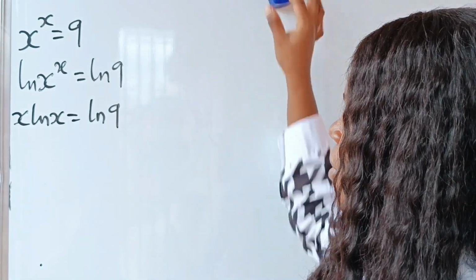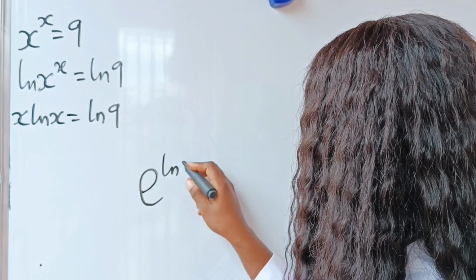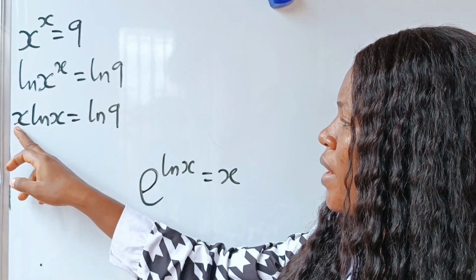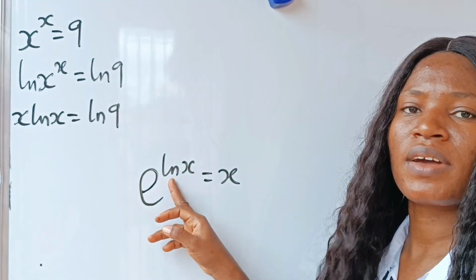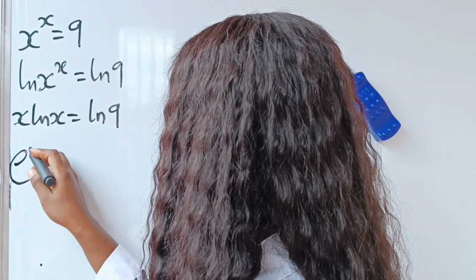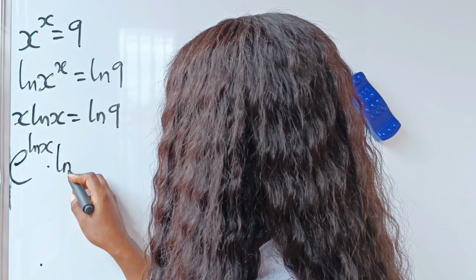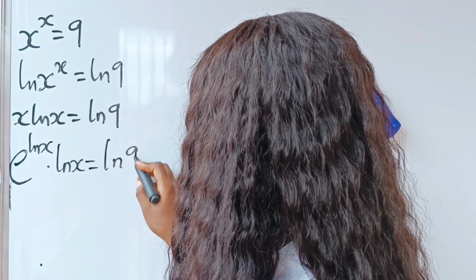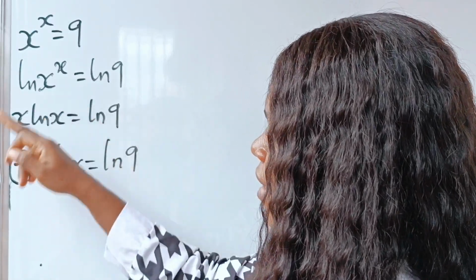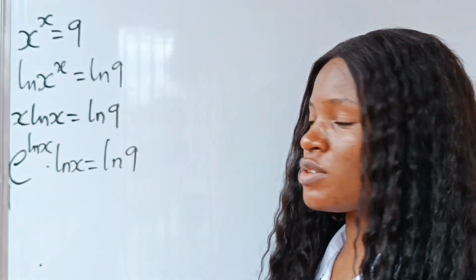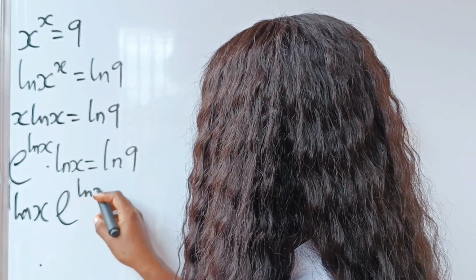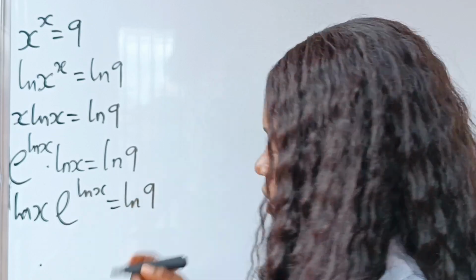Now recall that e to the power of ln x is equal to x. So that means that I can replace this with what? e to the power of ln x. So that is exactly what we are going to do. So we have e to the power of ln x multiplied by ln x is equal to ln 9. So we can now rewrite this as what? ln x multiplied by e to the power of ln x, right? So we have ln x e to the power of ln x is equal to ln 9.